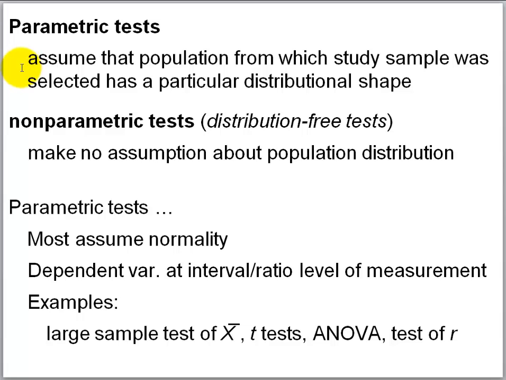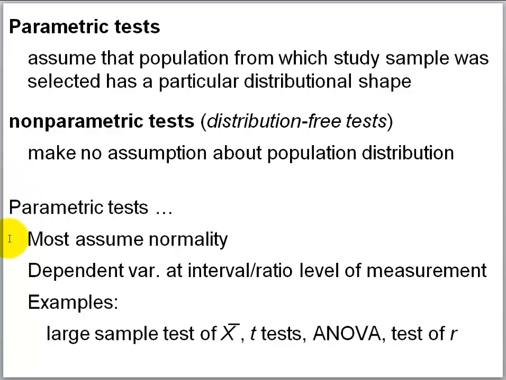The most basic difference: parametric tests assume that the population from which the study sample was selected has a particular distributional shape. On the other hand, non-parametric tests make no assumption about the shape of the population distribution.